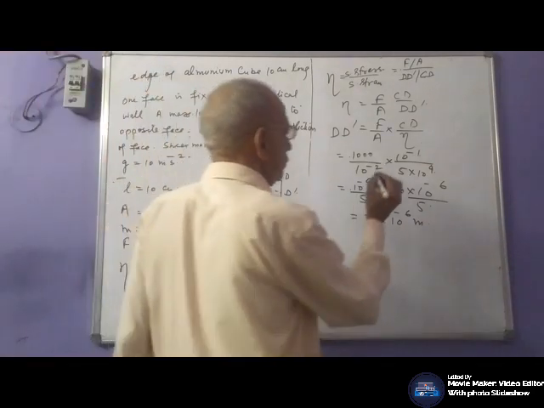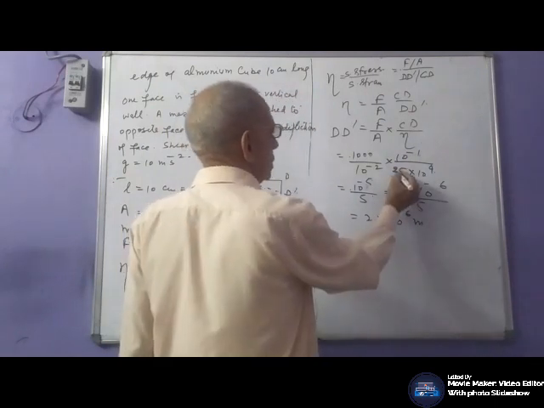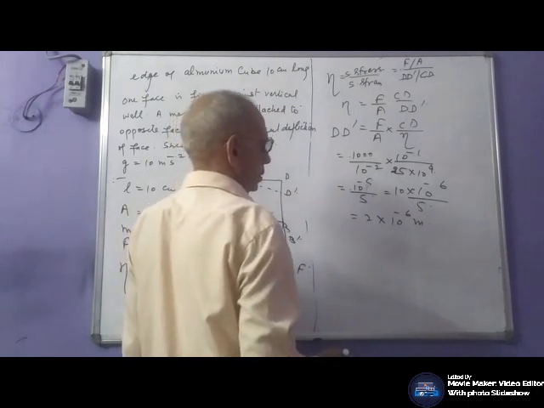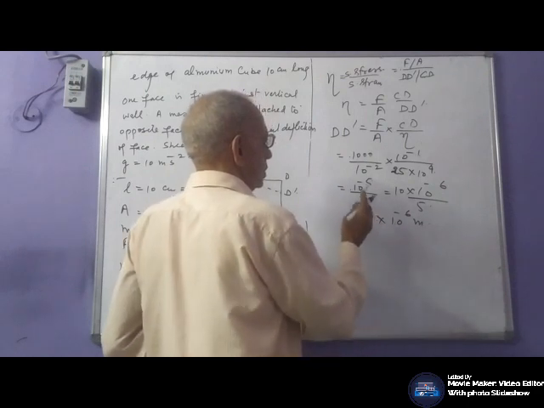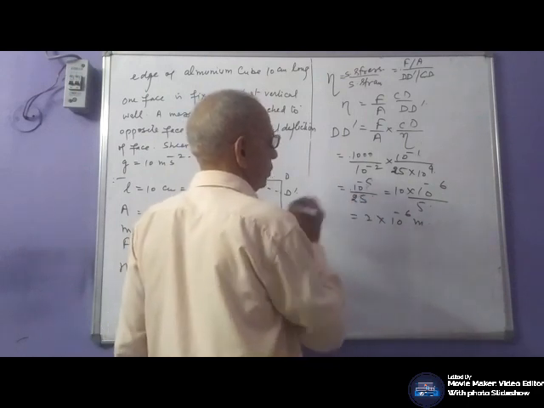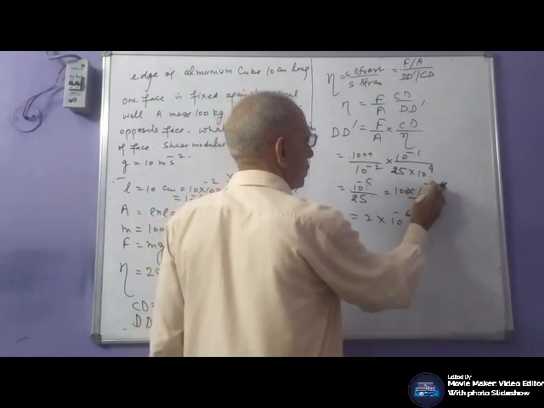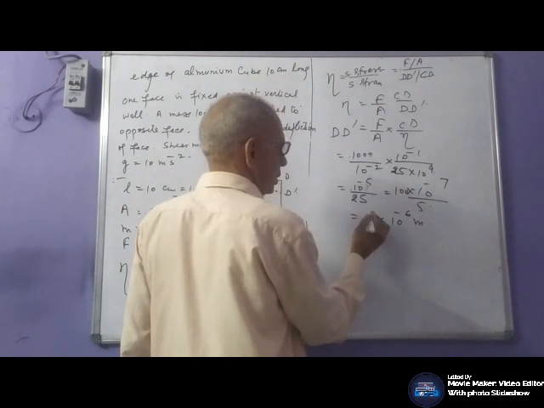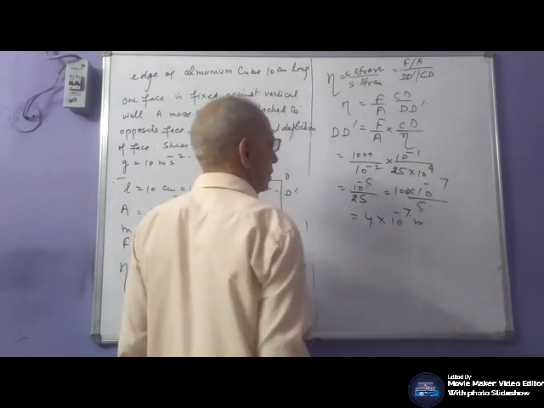Eta was 25. It was 25. Say 100 now, and 7. It is 4 × 10^-7 meter.